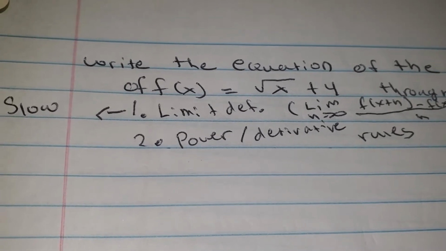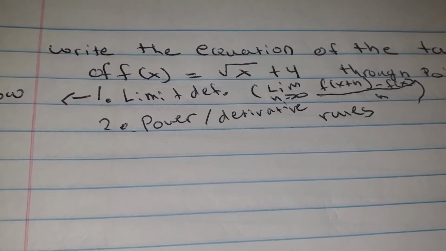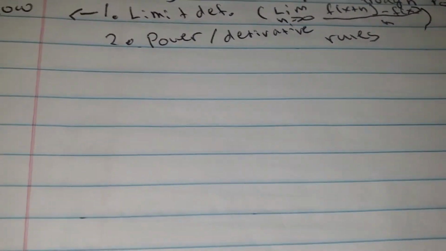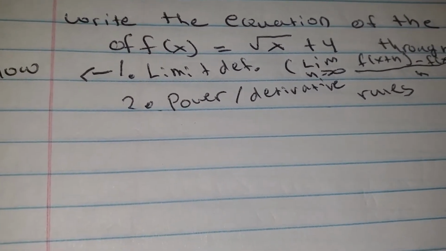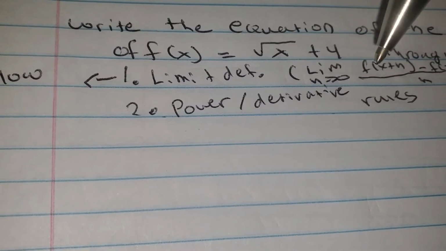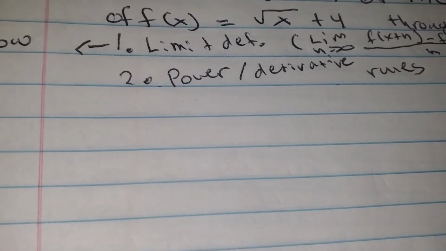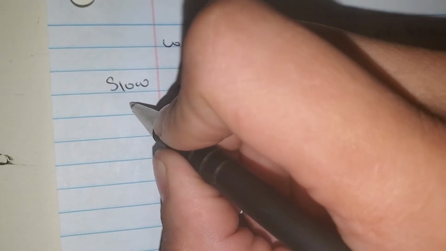If you're on an exam, I would be using the power rule and derivative rules once you learn those. So we could do one example doing the limit definition, and we could also use the power rule and derivative rules. Given this function, this second one, the power rule and derivative rules, will be the fastest way.